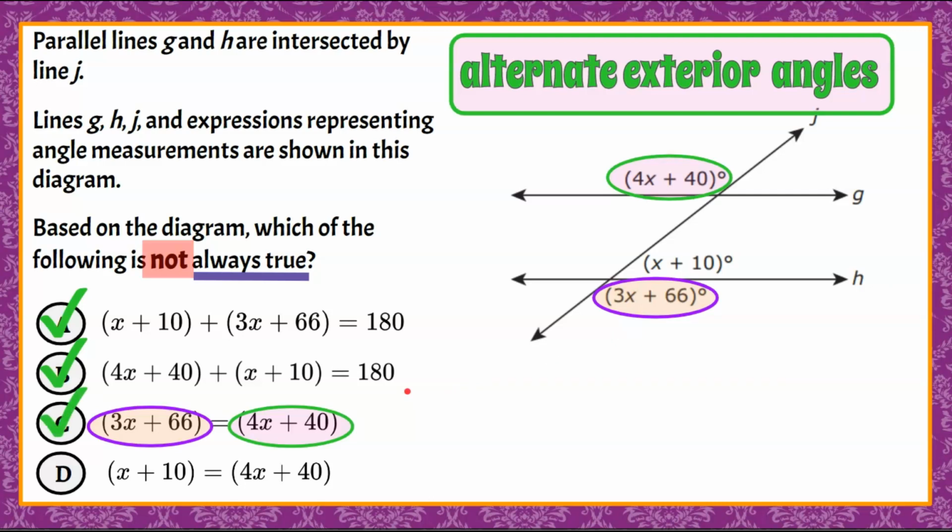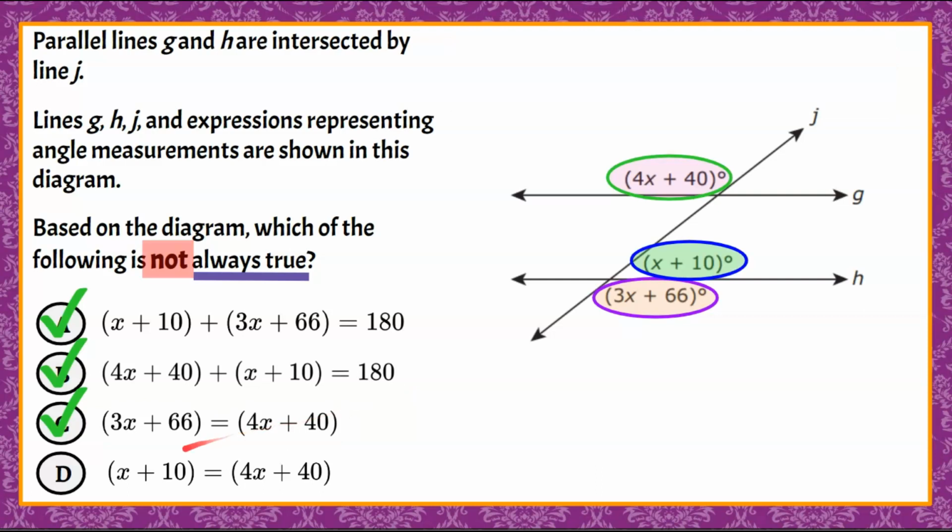So now we're only left with D. Well, let's look at it before we pick it to make sure that we've been correct. So we're talking about x plus 10 and 4x plus 40. And its statement is that these two angles are equal. Well, we know that this angle and this angle are the same measure. There's no way that these are always the same measure. So it's not always true.